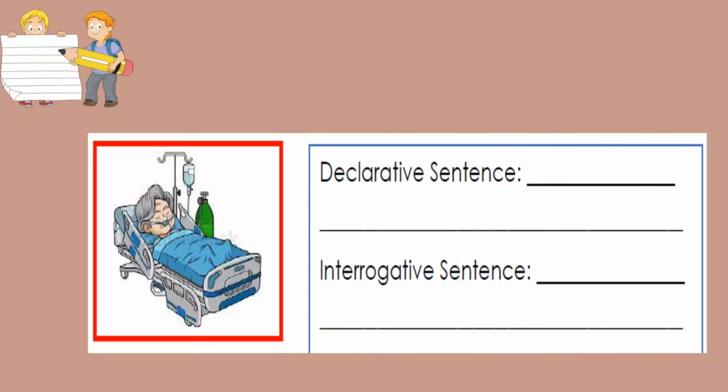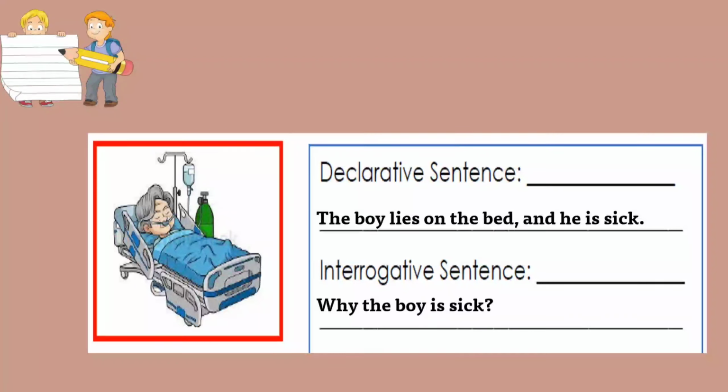Picture number 3. For declarative sentence. Very good. The boy lies on the bed and he is sick. How about for interrogative sentence? Great! Why is the boy sick?